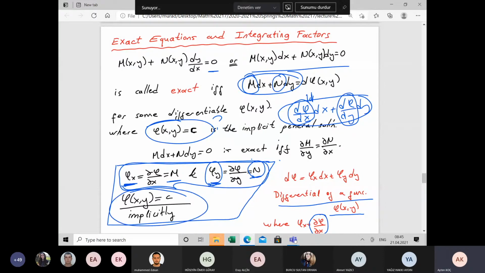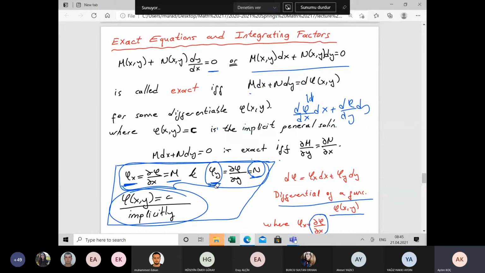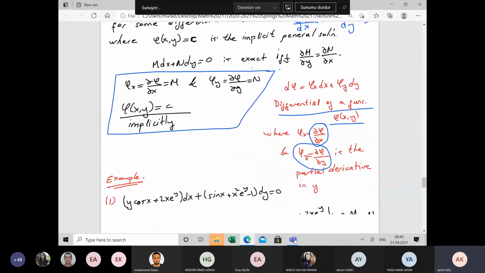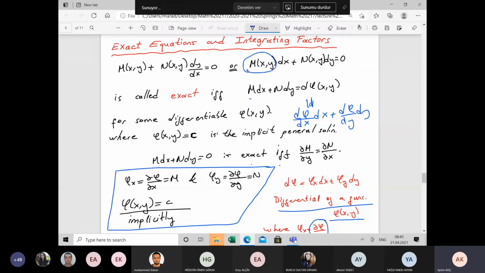Of course, how to find phi? Let's give an example. It will be better to understand this method of finding the implicit general solution if our equation is exact. But be careful here: the coefficient of dx is denoted by M, and the coefficient of dy is denoted by N.